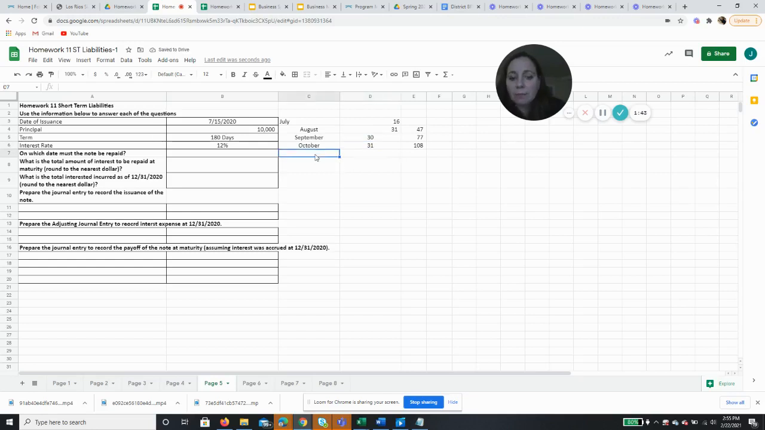108 days. November has 30 days. And as of the end of November, the note will be outstanding for 138 days. December has 31 days. As of the end of December, our note will have been outstanding for 169 days.